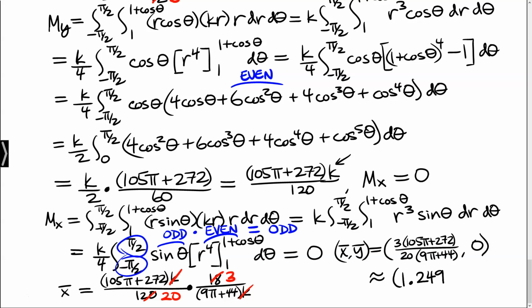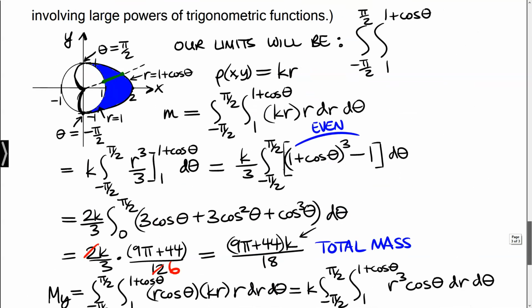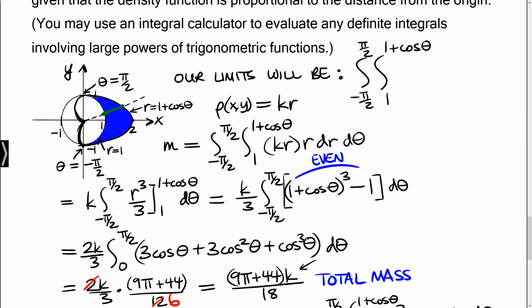Okay, so if you evaluate that on the calculator, the x-coordinate is just a little bit less than 1 1/4. So let's go up here, let's check. Does that seem to make sense? 1 1/4 would be right about there. So this seems pretty reasonable.